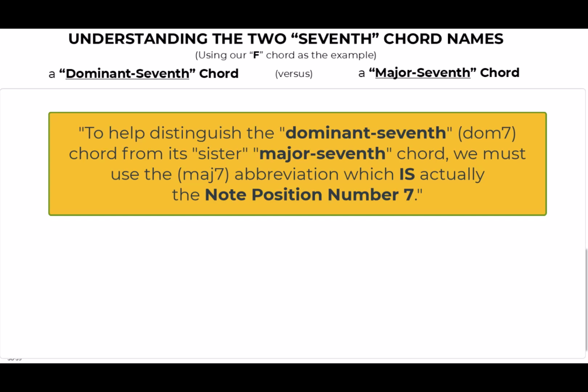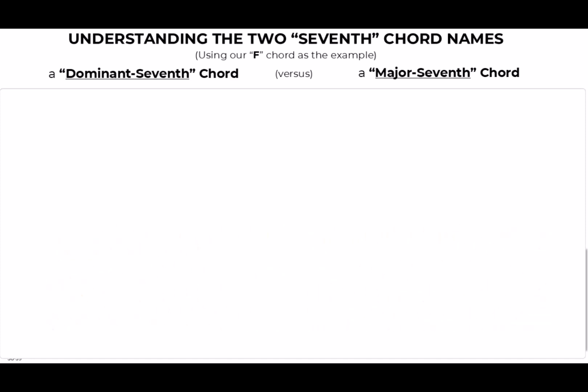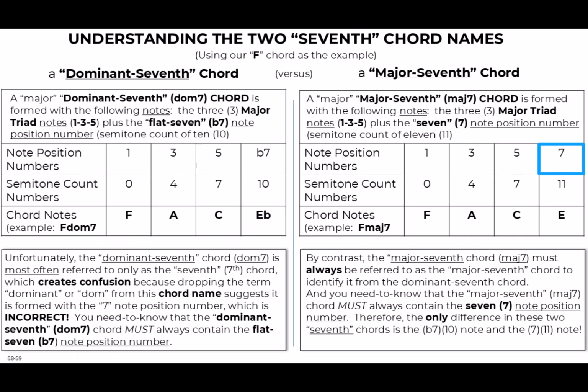To say this another way, a dominant 7th chord, that is an abbreviated 7 like C7, F7, must be formed using the flat 7 note position number, which is a semitone count number of 10, and is not the actual note position number 7, which uses a semitone count number of 11. That is reserved for the major 7th chord. So the actual 7 note position number then is used to form the major 7th chord. So these are then the 2 chord note and chord naming differences that give us then 2 distinct sounding chord types, the dominant 7th chord and the major 7th chord.